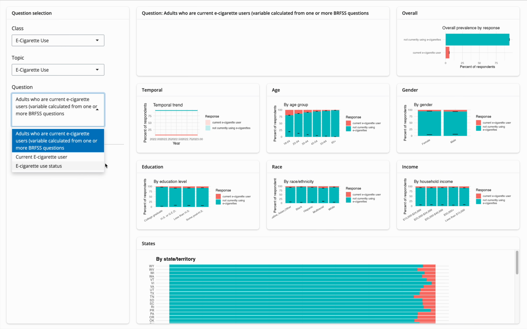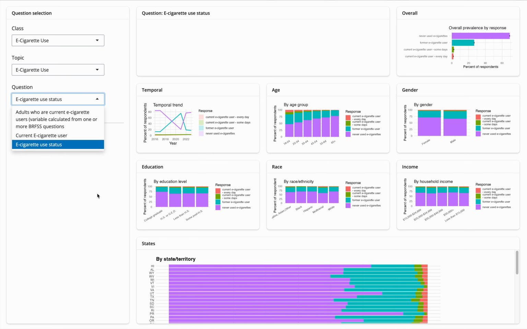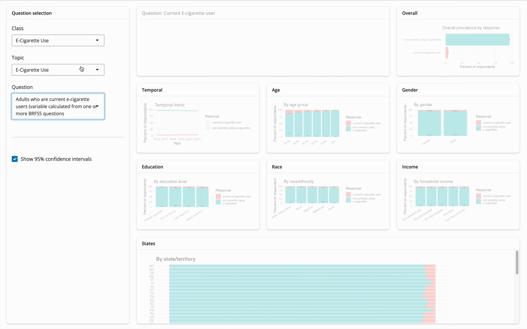E-cigarette use. There used to be, I think, six different questions that have now been combined into three: current e-cigarette user, e-cigarette status, and all that. Because these are stacked bar graphs, I chose not to put in confidence intervals because it would clutter up the graph and make it much harder to see. I'm not too sure what's up with the temporal trend over here, why it dropped down and increased back up. Maybe during COVID-19, people became super stressed and started smoking. E-cigarette use.